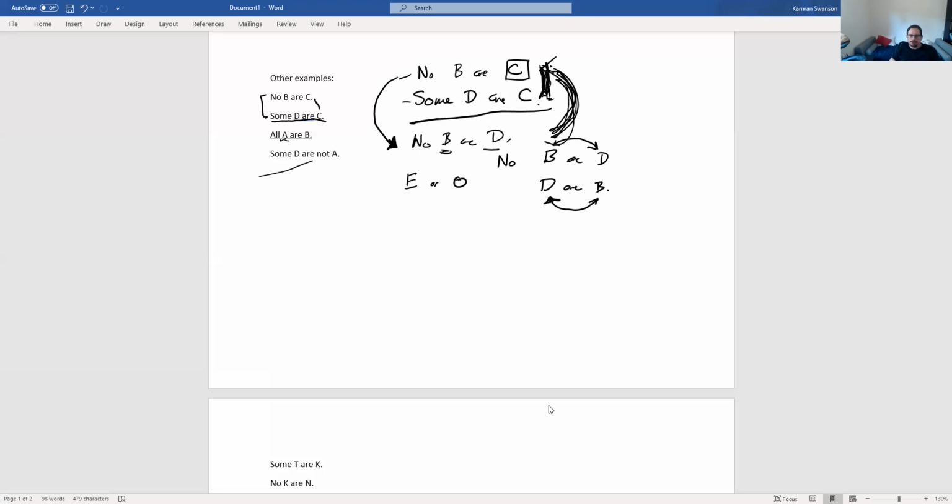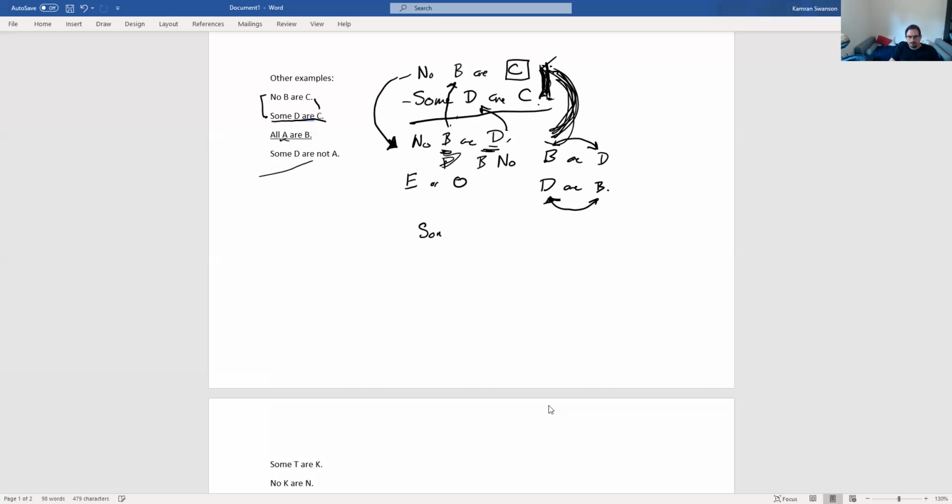Now, both of these are distributed since this is an E statement. And the B is distributed up here, but the D is not. So this is not going to work. And even if we switch these terms around, it's still not going to work because the D is still distributed, okay? So let's try the O version of this.